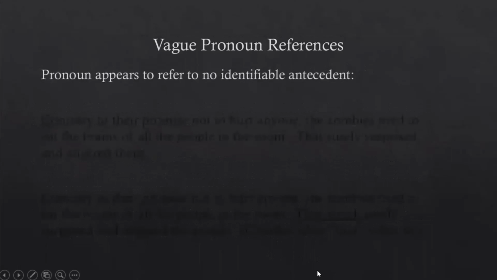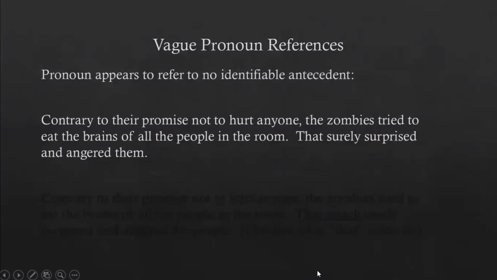The other kind of vague pronoun is when you have a pronoun that appears to be referring to nothing. There's no noun that you can identify that it seems to be referring to. So: Contrary to their promise not to hurt anyone, the zombies tried to eat the brains of all the people in the room. That surely surprised and angered them. Your pronoun here is that. When I read that, my immediate reaction is, what surprised them? There's no obvious noun that it's referring to.